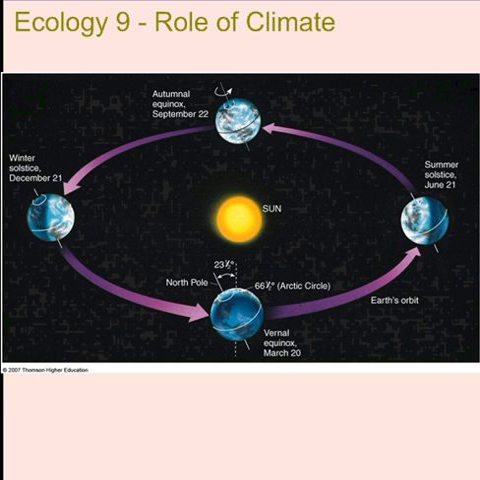Of course, the tilt of Earth's axis is going to change where those direct rays are hitting. In the winter for the northern hemisphere, the axis is tilted away from the sun, and those direct rays are hitting more here in the southern hemisphere, making it summer in the southern hemisphere, winter in the northern hemisphere. 6 months later, the Earth will rotate to this position where the northern hemisphere is tilted towards the sun and receiving more of those direct rays, making it summer in the northern hemisphere and winter in the southern.